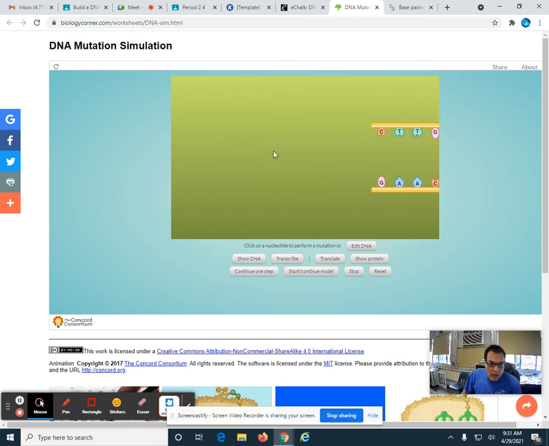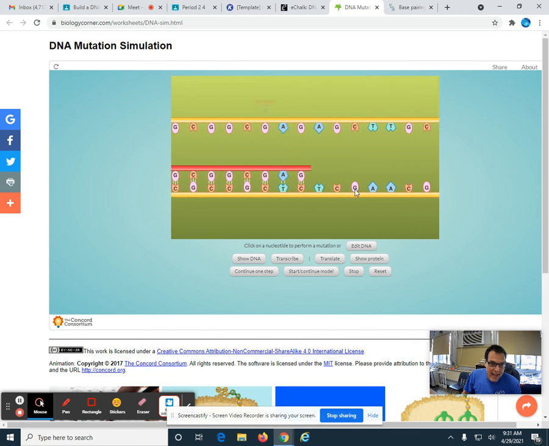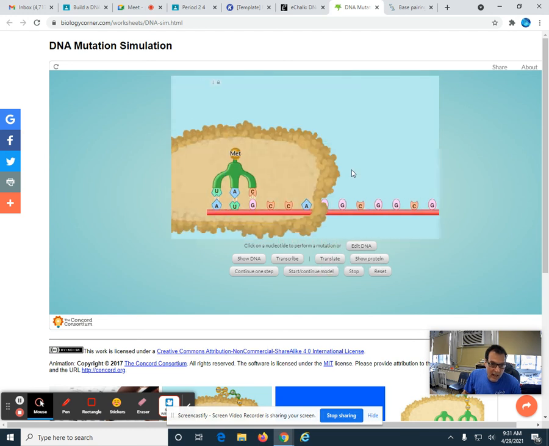You also can look at what happens with RNA, right? So RNA has a little different code. There is no thymine, so every time there's an A, you're going to get a U on this side of it. This is the messenger RNA being made. And then you can do other things like translate and show the protein.